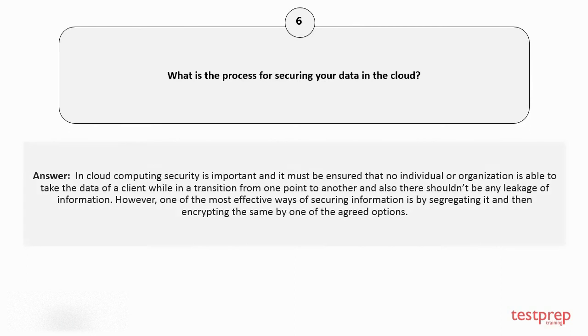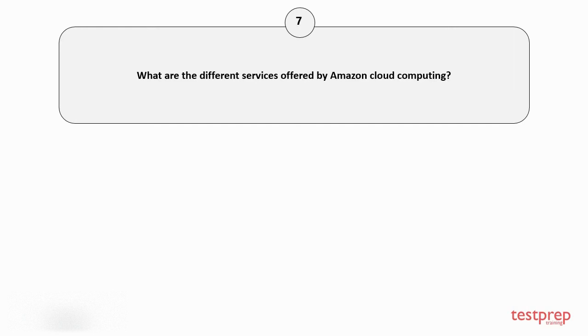Question number 6, what is the process for securing your data in the cloud? Your answer is in cloud computing, security is important and it must be ensured that no individual or organization is able to take the data of a client while in transition from one point to another, and also there shouldn't be any leakage of information. However, one of the most effective ways of securing information is by segregating it, and then encrypting the same by one of the agreed options.